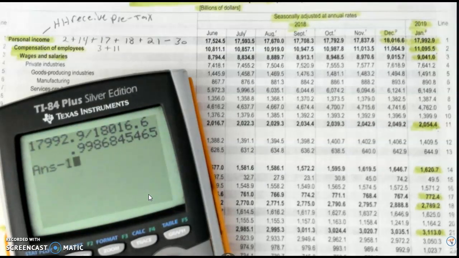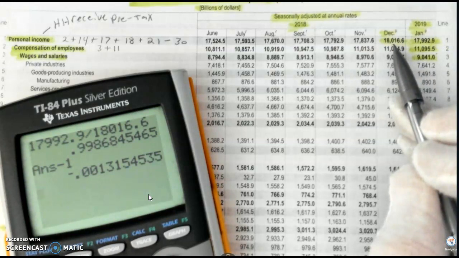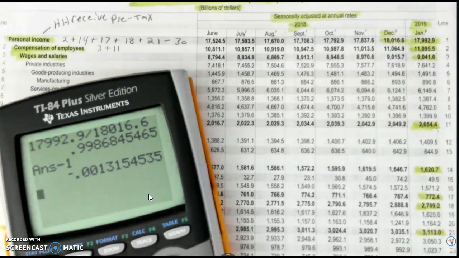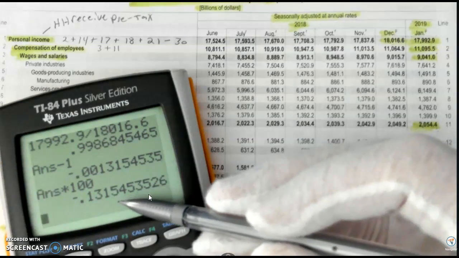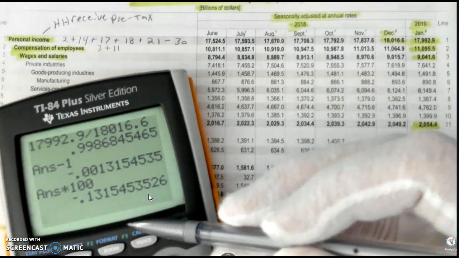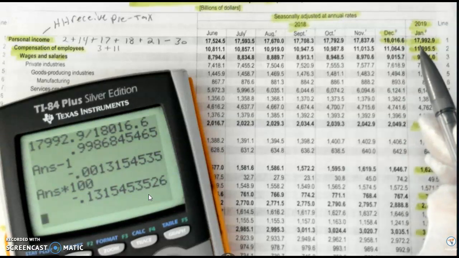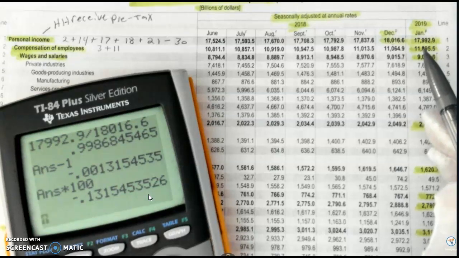And that gives you this number. Then you subtract 1. Okay? So it's the later figure divided by the earlier figure minus 1. Okay? Now, that's in decimal form, but if we want to turn that into a percentage, we just multiply by 100, and it looks like we get negative 0.1% because it'll round to the tenth. So it looks like personal income dropped by 0.1% from December 2018 to January 2019.